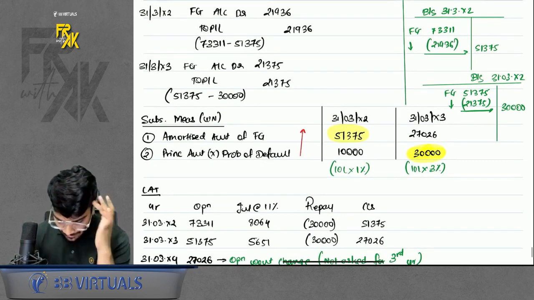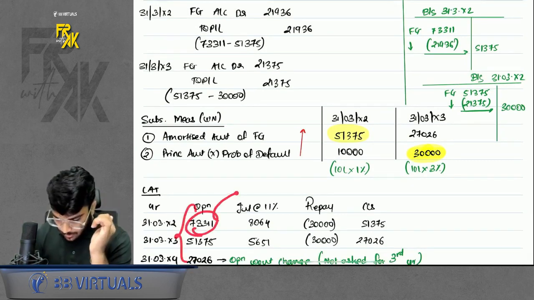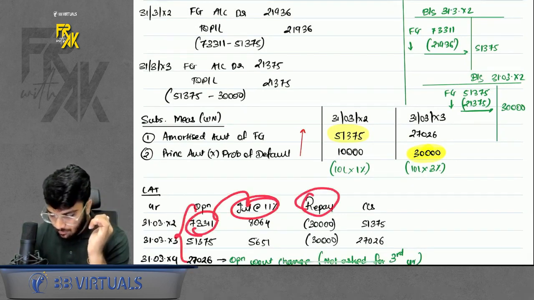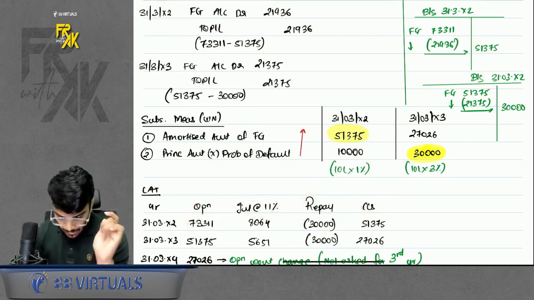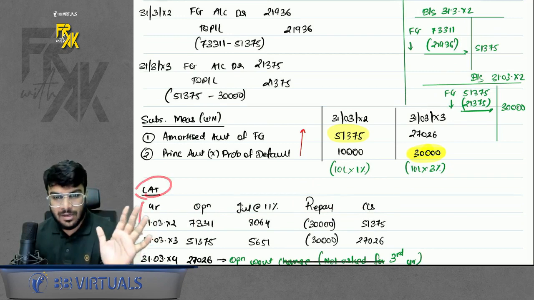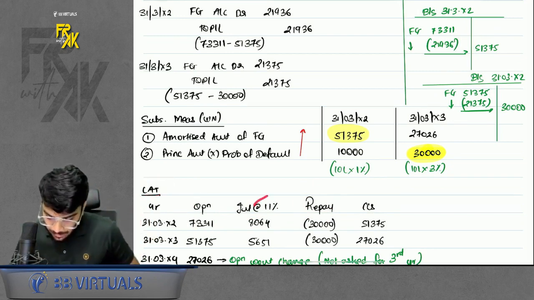How to find it? Prepare a LAT. Take opening, take interest, less repayment. What is the repayment? The savings of each year. Less, you will get closing. Do remember this LAT is notional. Don't think, why are we booking interest, why are we making repayment? In reality, no interest is booked, no repayment is made. This is only notional, just to find the amount.